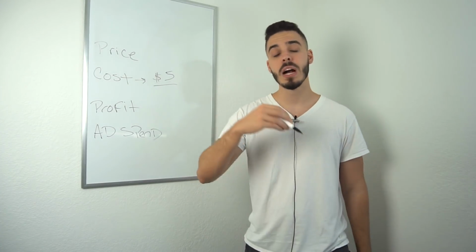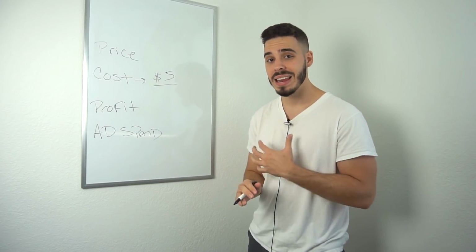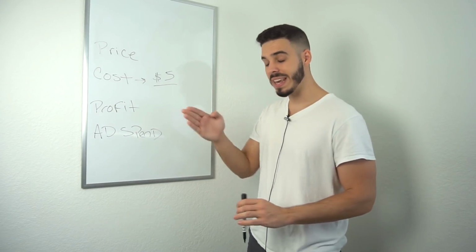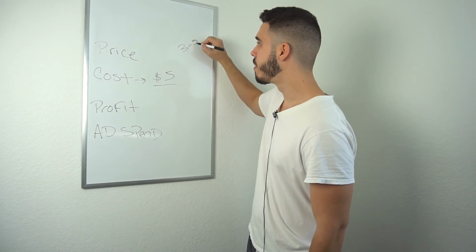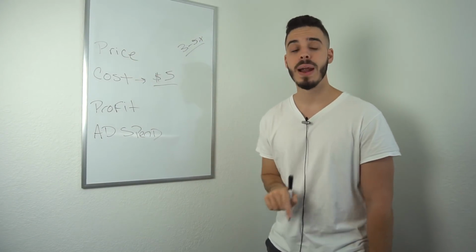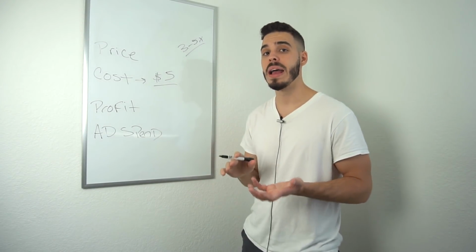Now, when it comes to coming up with the price for your product, the general rule of thumb that I like to follow with products that cost from $0 to $9 is from 3 to 5 times, okay? From 3 to 5 times the cost is what I want to price the actual product, okay? And I'm gonna show you exactly why I want to do that.